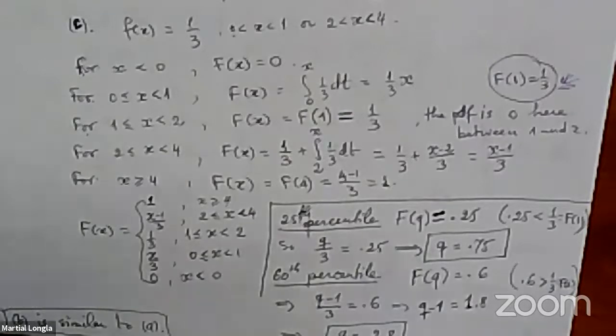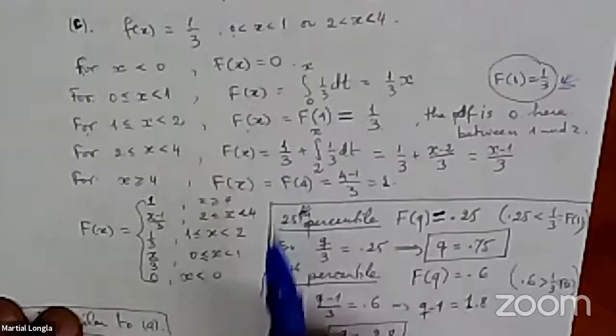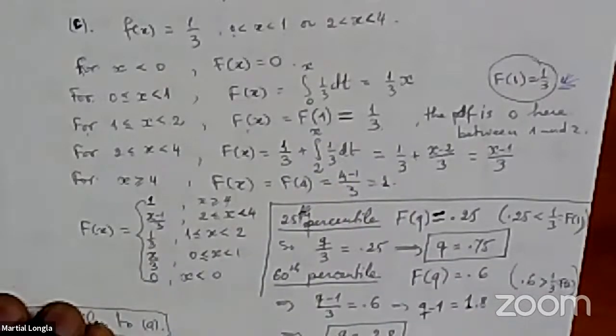So nothing is changing. Whatever was at 1 will remain till you get to 2, because there's nothing else being added. The density is 0. So for X between 1 and 2, capital F of X is equal to F of 1. That's why you put the answer. It's F of 1 because there's no density between the 2 points, so the function is going to be constant on that interval.